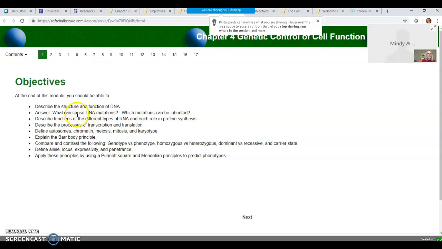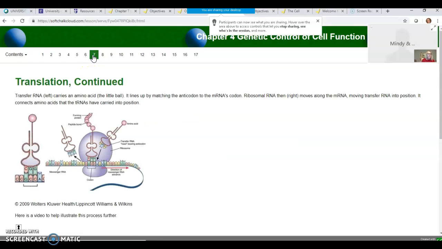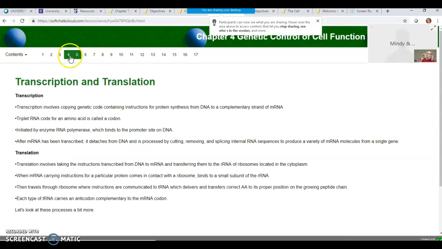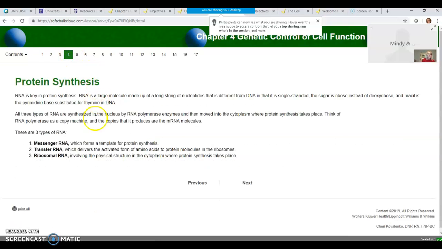All right, so the next one is to talk about the different types of RNA, and that feeds into transcription and translation. There definitely are a couple of questions on the exam about those particular pieces. So it's definitely one piece to look over. So your 3 types of RNA are right here.